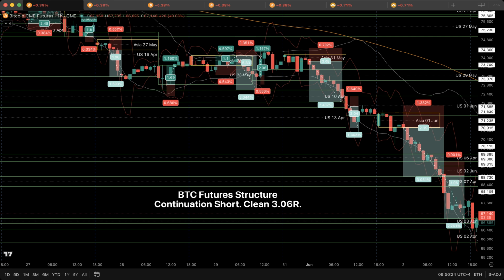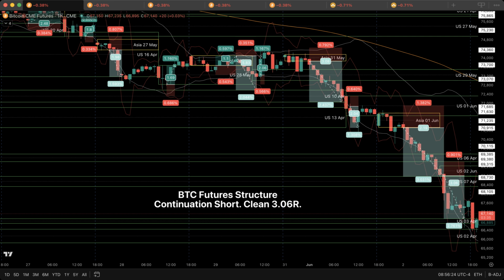Where did price form? Where did it break? Where is the stop? Where is the target? Can the reward pay for the risk? In this June 2nd U.S. setup, the answer is stronger than the previous week continuation trades. The ratio is 3.06. The stop is not chosen only to force the number.